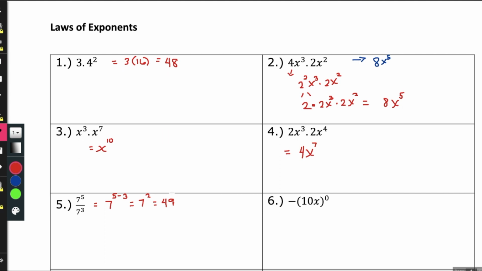Okay, for number 6, you have 10x, which is enclosed in a parenthesis. Okay, now the negative sign is outside and raised to 0. So 10x raised to 0 is 1. Times negative, you will get negative 1.